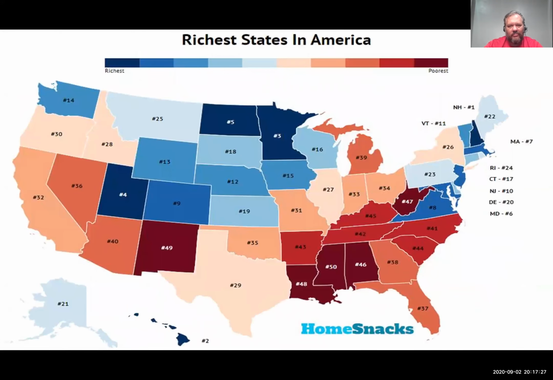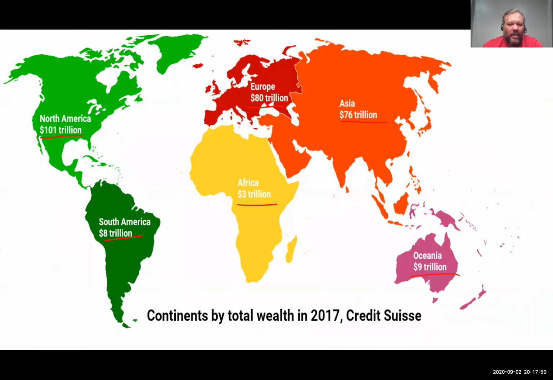All right. And so now take a look at this scale of analysis. What type of scale is this? Is this local or national or regional? And so again, the information is being displayed on a state comparison level. All right, and so this would be a local scale of analysis. And so this is talking about the richest states in America. And again, if we go back to this map, this is saying, hey, look, North America's got $101 trillion.